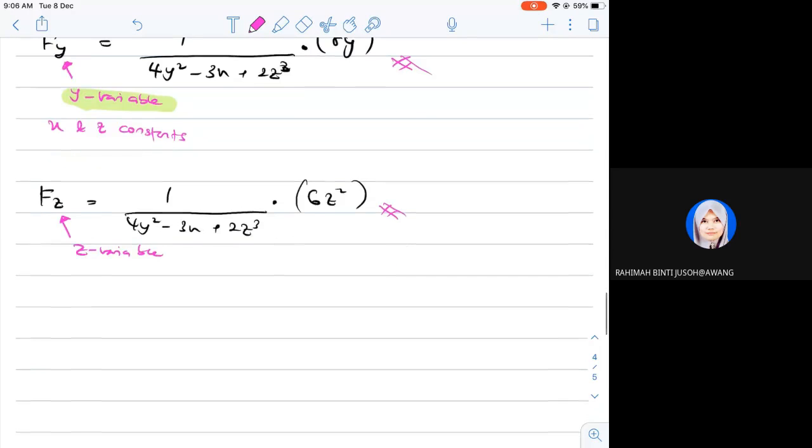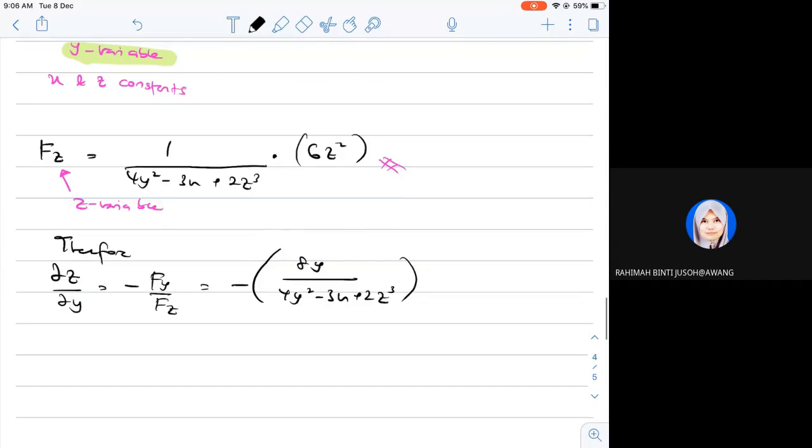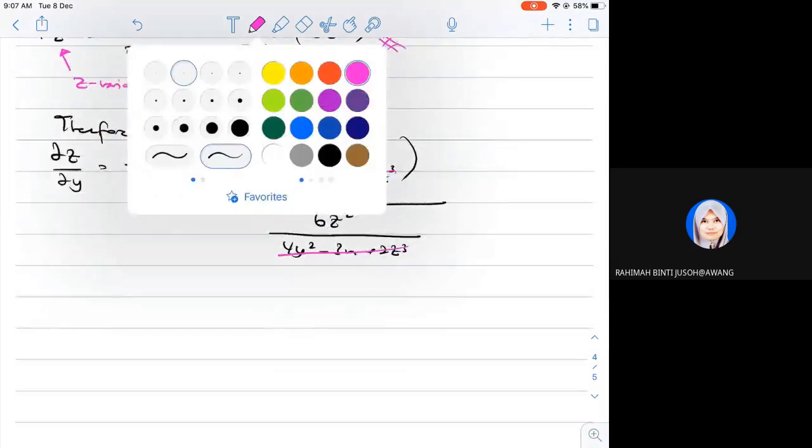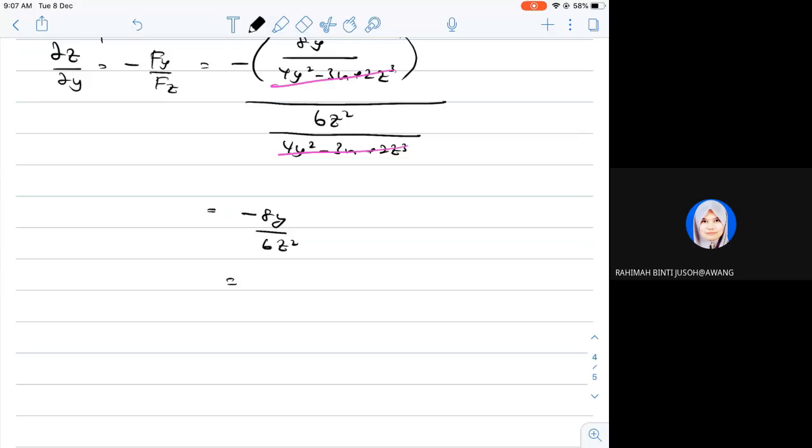Now we can combine both. Therefore, del z over del y equals negative fy over fz. So we will have negative fy, and better to use brackets: 8y over 4y squared minus 3x plus 2z cubed, divided by 6z squared over 4y squared minus 3x plus 2z cubed. The denominators can be cancelled out. So your final answer is negative 8y over 6z squared, or you can simplify this as negative 4y over 3z squared. That's the answer.